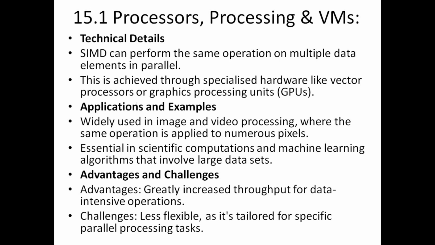It can perform the same operation on multiple data elements, and for this you need special hardware like vector processors or GPUs. A normal processor cannot handle this. This is widely used in image and video processing. That's why I gave the example of GPUs and vector processors, where the same operation is applied to numerous pixels at the same time. It is essential in scientific computation, generating scientific models and machine learning algorithms that involve large data sets.